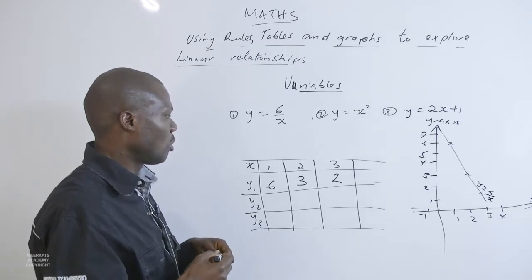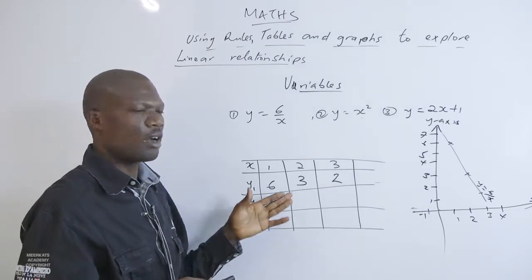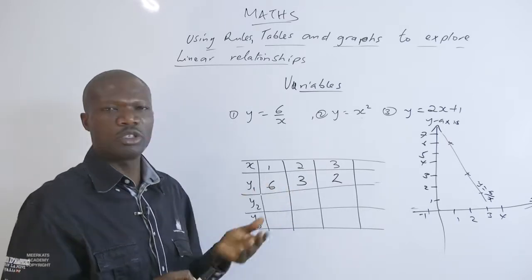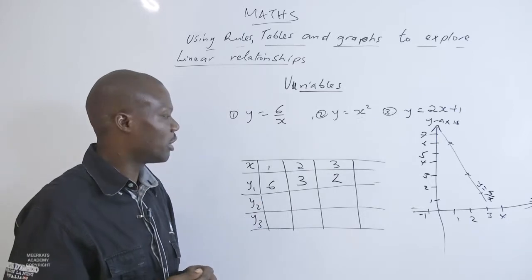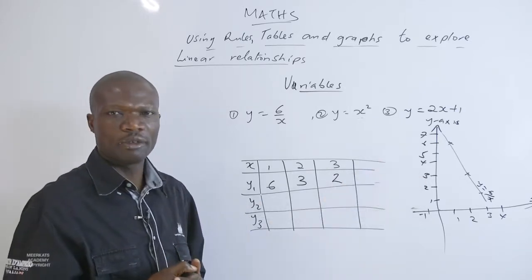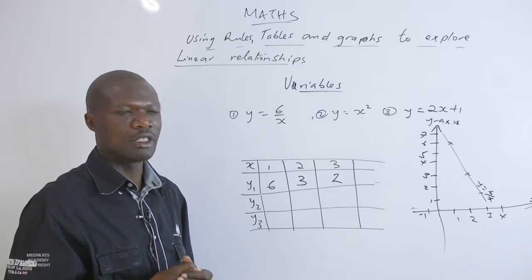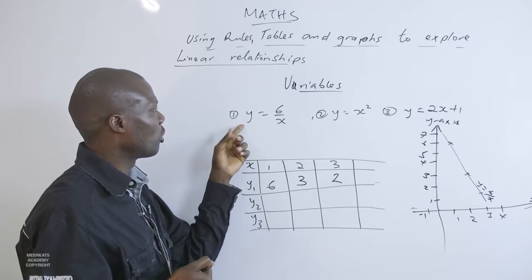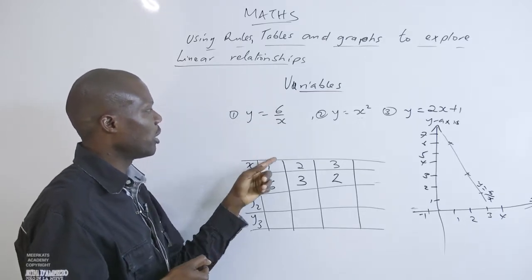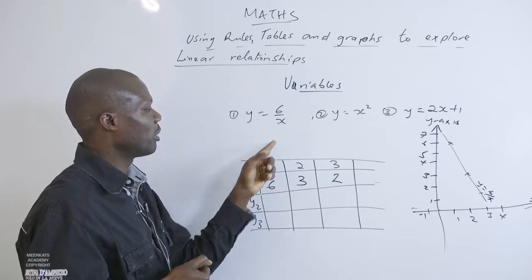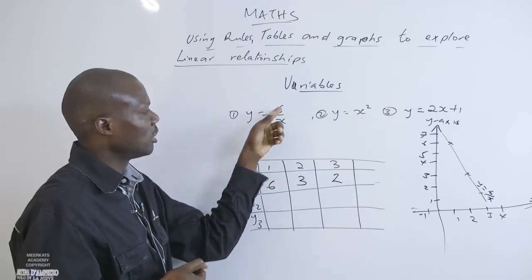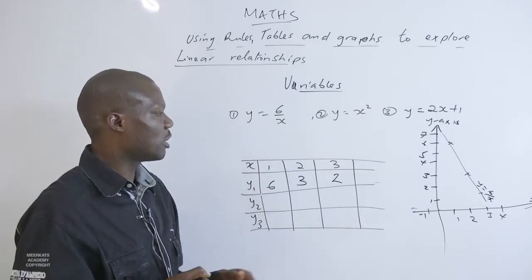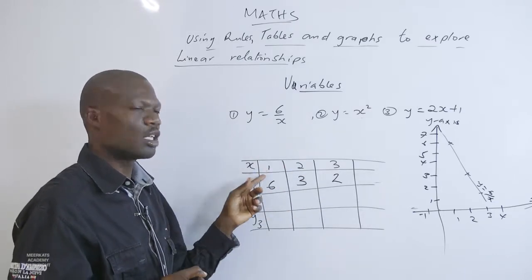So we are looking at how best we can transfer the points on a table onto the graph. That is a graph, and this one here is a table. Take note of these values. When x was 1, y is 6 over 1, which is 6. Then 6 over 2, which is 3. 6 over 3, which is 2. So these are the coordinates.